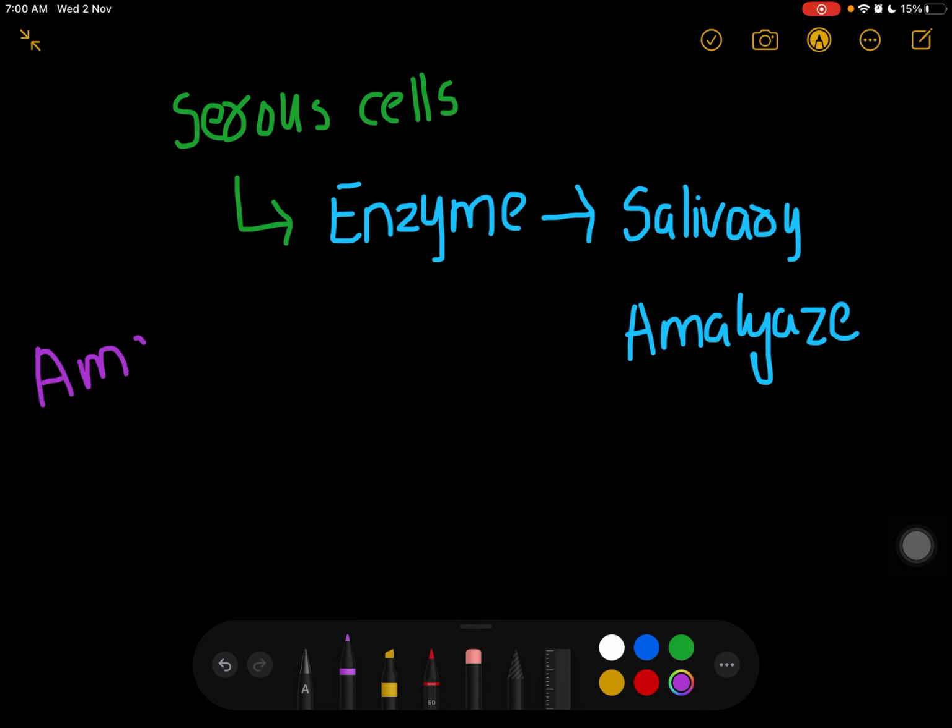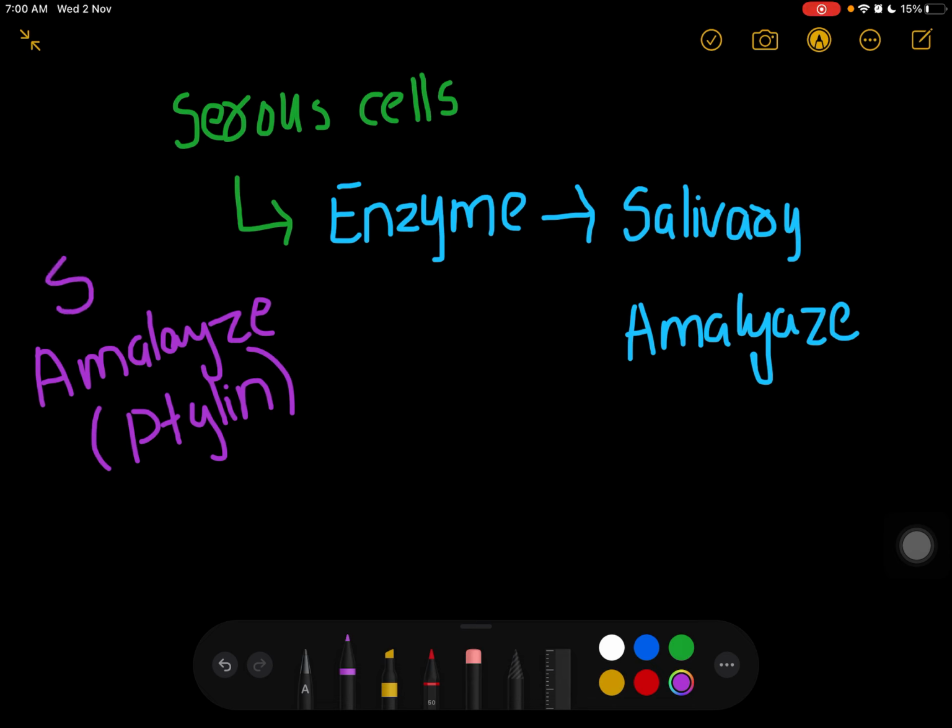Basically amylase is also known as ptyalin. They can ask you in the MCQs what is the other name of salivary amylase. You must mention salivary here, because there is another enzyme secreted after the salivary glands, which is also known as amylase. So here we will put salivary amylase.